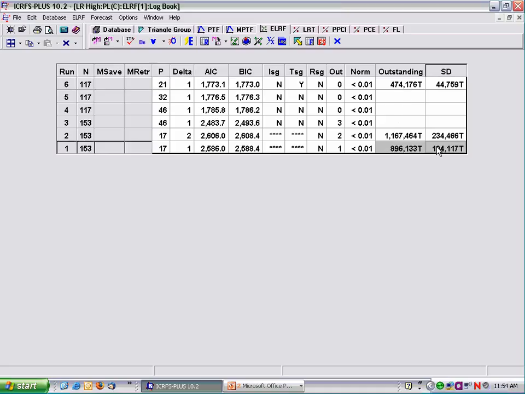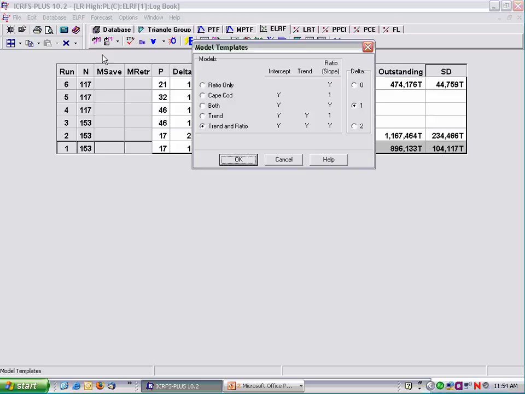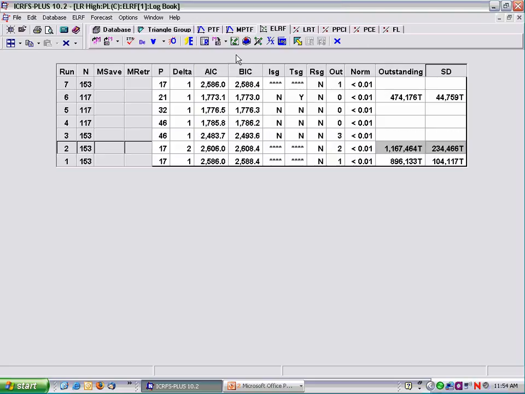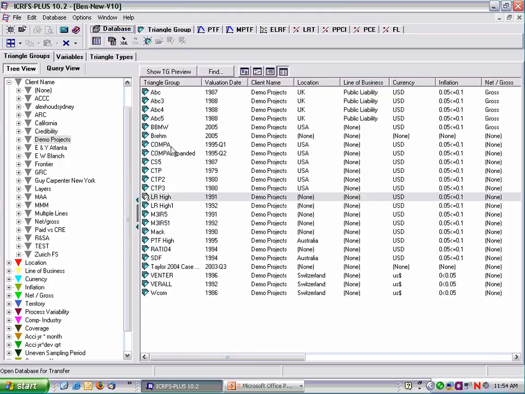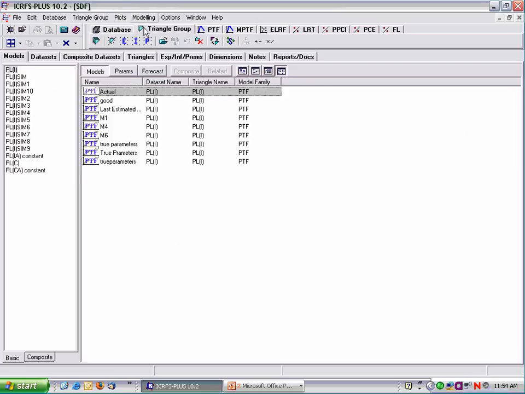Now let's do a simulation that actually illustrates these ideas. So let's re-estimate the volume-weighted averages as regression estimators, or if you like, the Mack method, where we get these residuals. Why don't I go to another triangle group, SDF, and here I'm going to simulate a triangle that has certain characteristics.